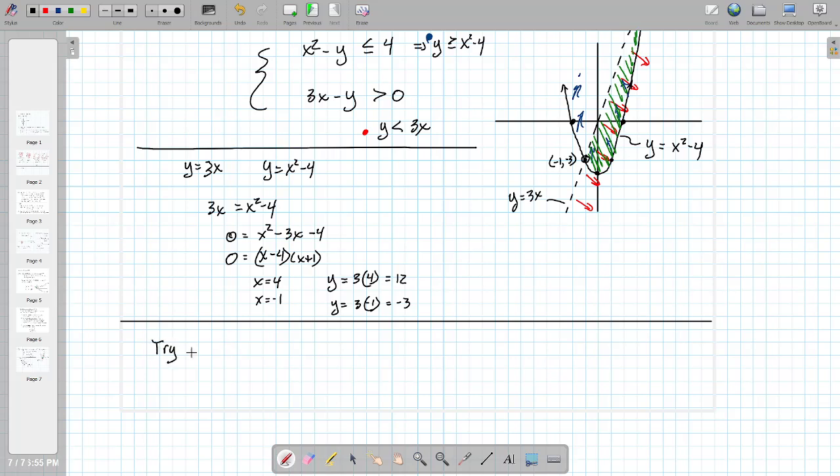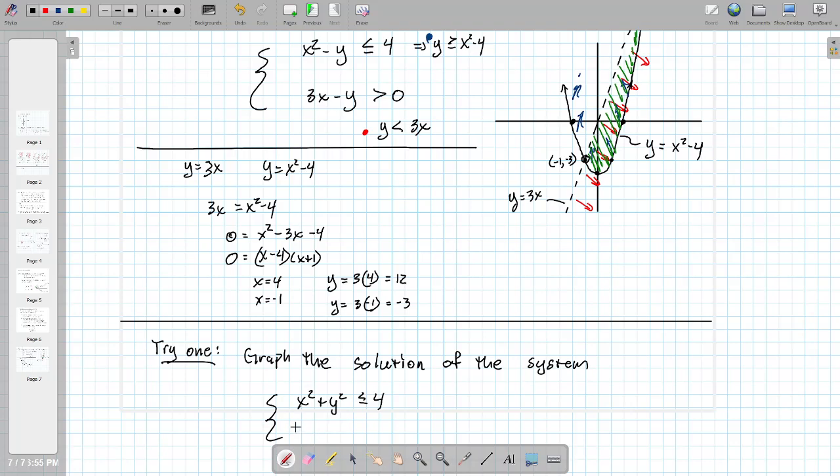Try one on the accompanying worksheet. Graph the solution of the system. x squared plus y squared is less than or equal to 4, and x plus y is greater than 2.